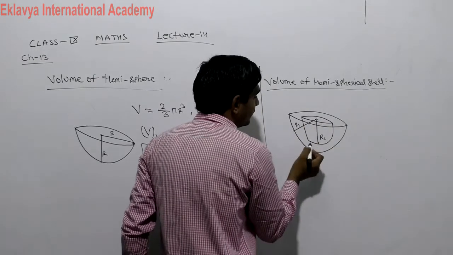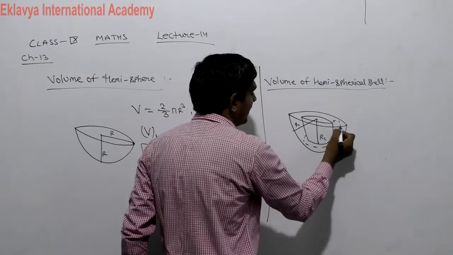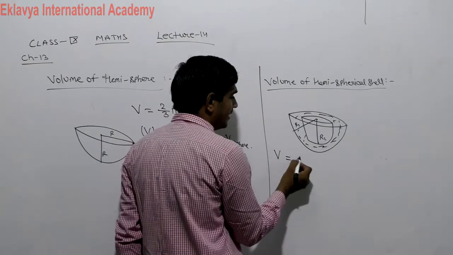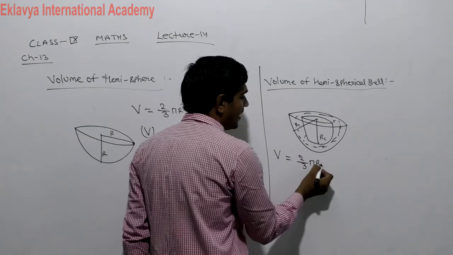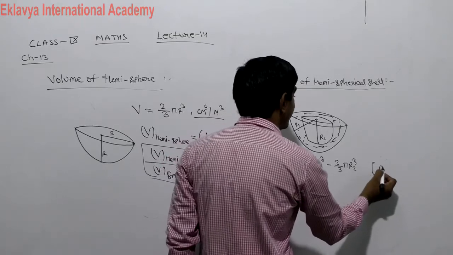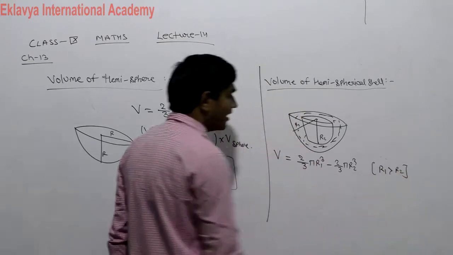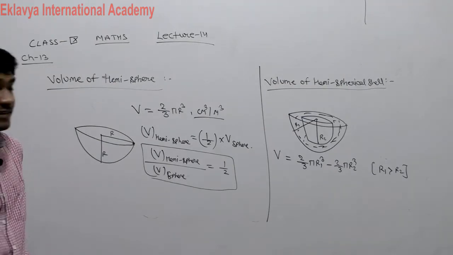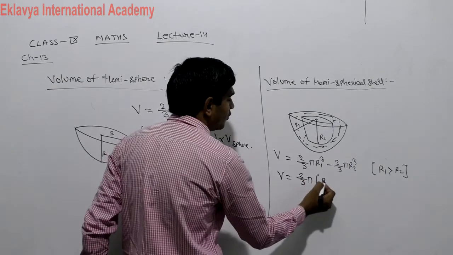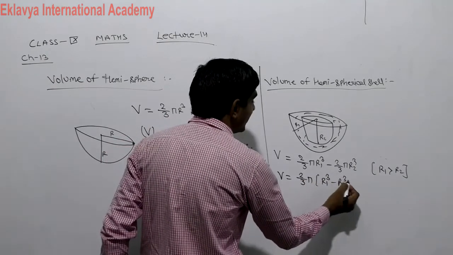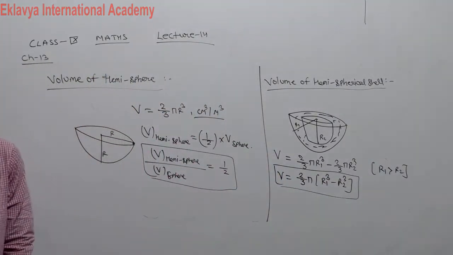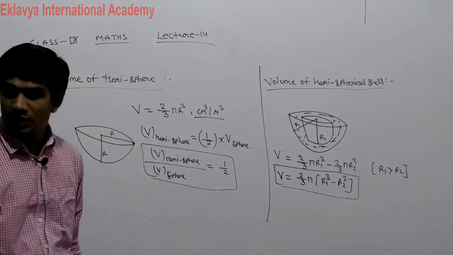And that is R1. So that width is present or not? That width. So what is the volume of a hemispherical shell? 2 upon 3 pi R1 cube minus 2 upon 3 pi R2 cube, where R1 is greater than R2. R1 is the external radius and R2 is the internal radius. So 2 upon 3 pi is common, then R1 cube minus R2 cube. That is the volume of the hemispherical shell. Understand? Now we will discuss a question.